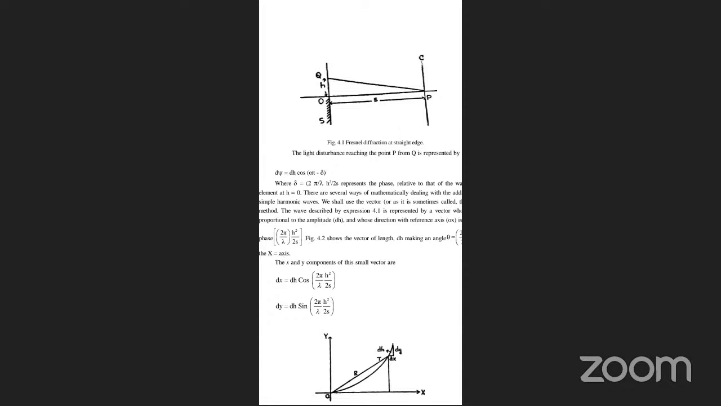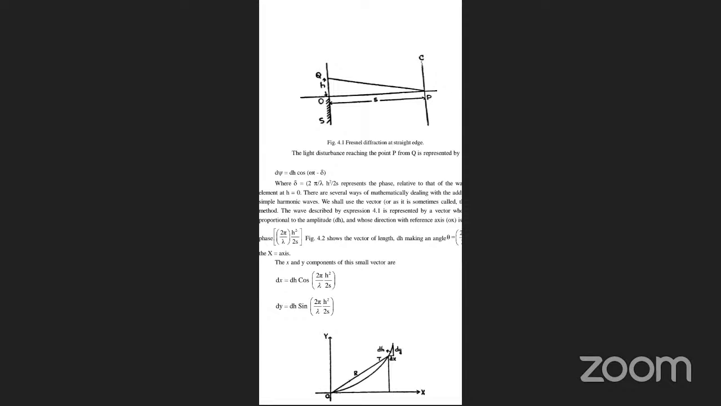The path difference between the waves from O and those from Q is delta equal to h square by 2s, and the phase difference is phi equal to 2 pi by lambda into delta, where s is the distance between O and the corresponding point P at the edge of the geometrical shadow. This formula was derived.